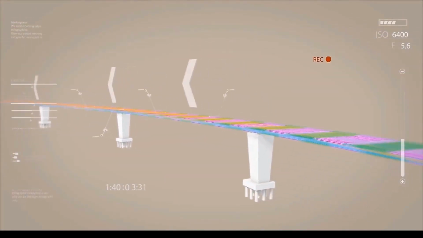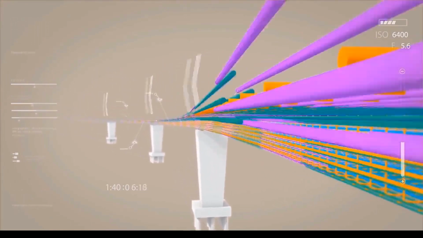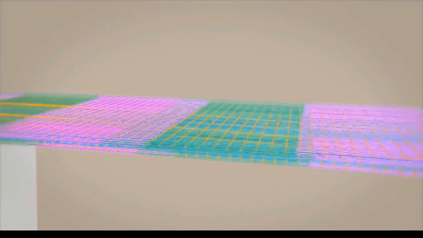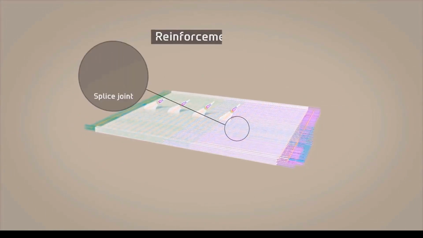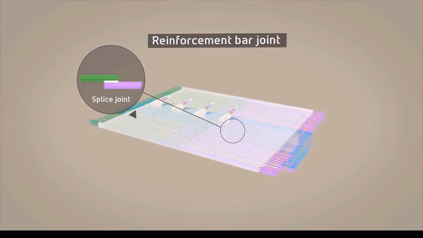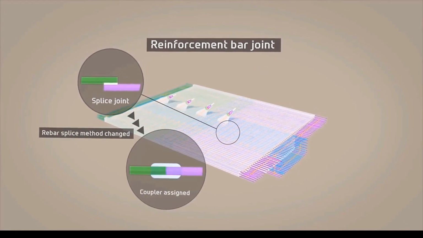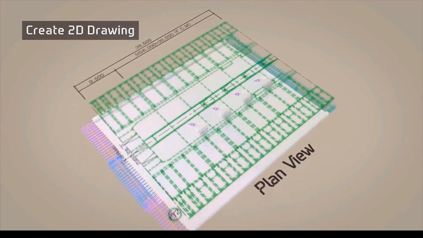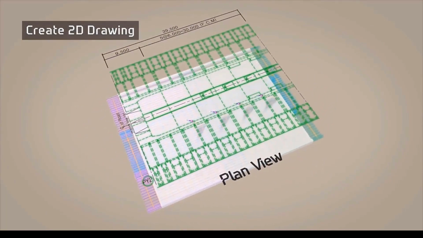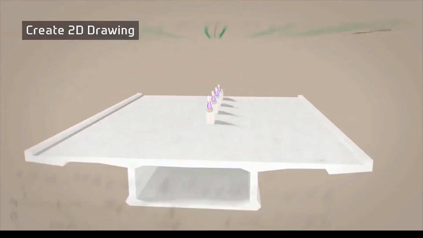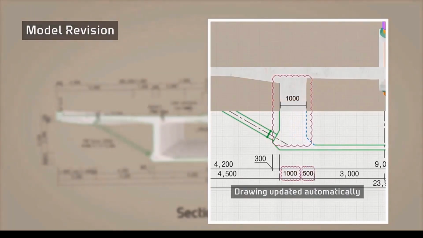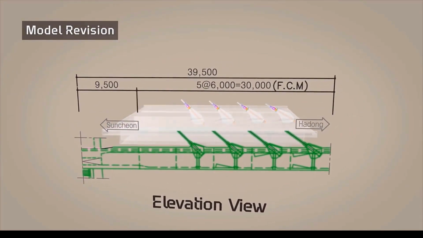You can also model the reinforcement and the tendons. Couplers and lapping can also be modeled in CIM. So based on the lapping properties that you enter, the rebar would be modeled in CIM. Extraction of drawings is effortless in CIM. The 3D model is dynamically linked with the drawings generated. So whenever you make any changes in the 3D model, automatically the drawings are updated.